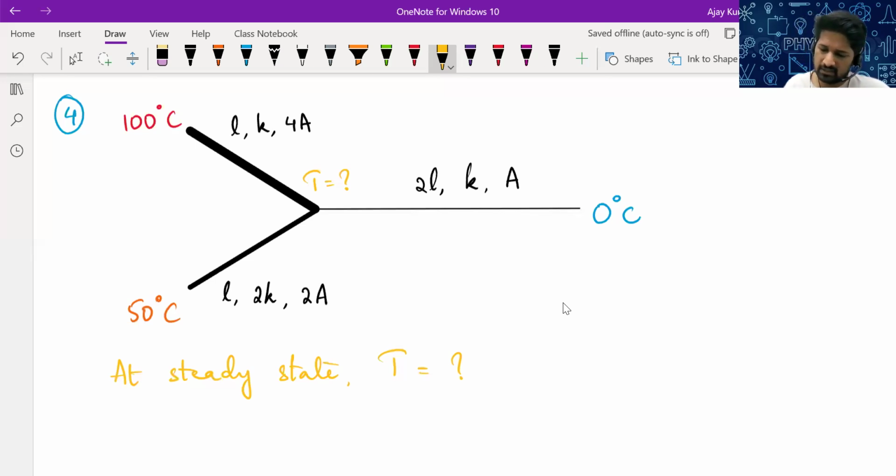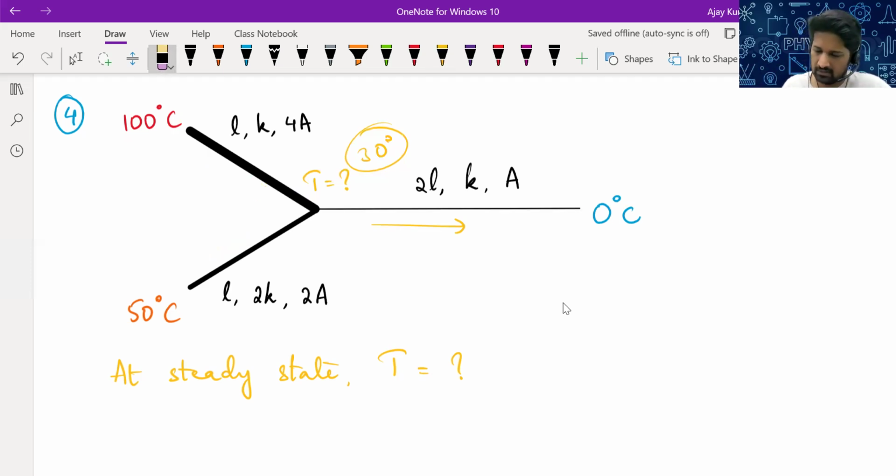Now look at the temperatures 100, 50, 0. Highest is 100, least is 0. So the temperature here can be any value between 100 and 0. It may be 50, it may be less than 50, it may even be more than 50. Suppose this junction temperature is less than 50, let's say 30 degrees. Then there will be inflow here, inflow here also, and outflow here, because heat flows from high temperature to low temperature.